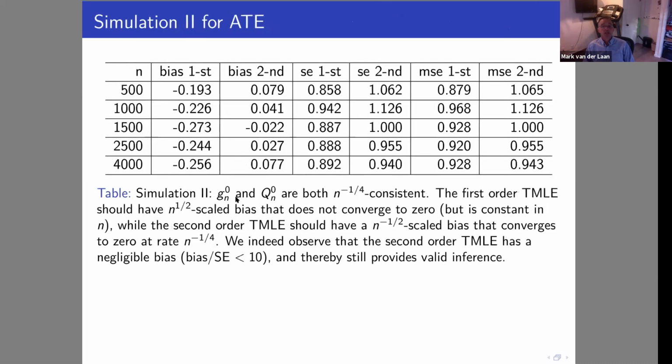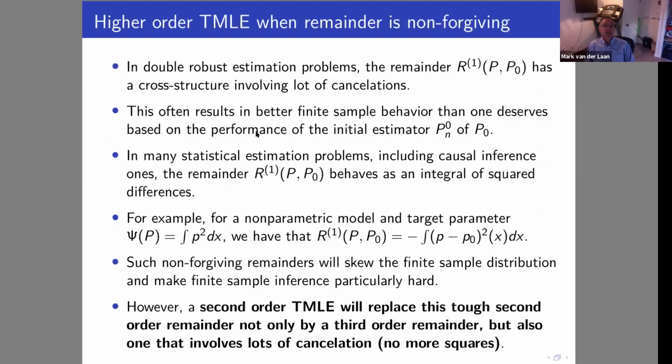Now here's a situation where both are n to the quarter consistent. That means the first order TMLE is just not asymptotically linear. It still has a root n level bias. The second order TMLE should be fine. And so again, you see the bias is indeed staying constant once we scale it at root n for the first order, but for the second order TMLE, the bias is smaller by a factor of a lot, right? Factor 10 and so on. So you get big gains.